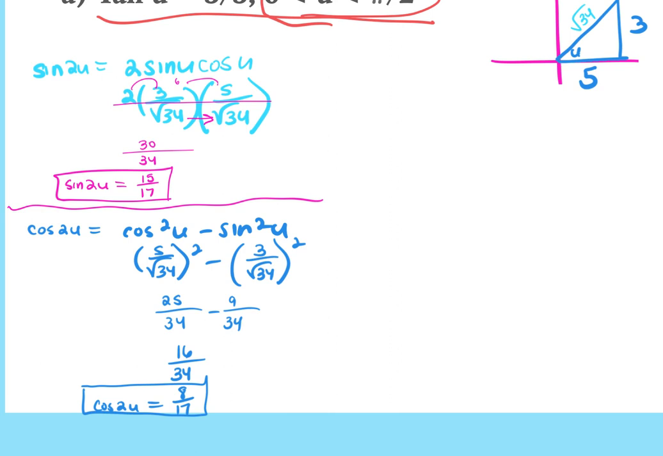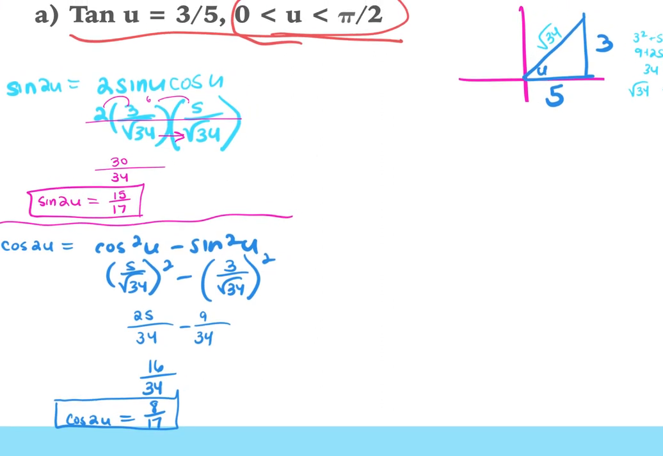With me so far? We're finding all of them. On the quiz, it will only give you one at a time, but for now, you've got to be prepared for any of them. All right, so now I'm going to find tan of 2u. And because I have sine and cosine already, I can actually put sine of 2u over cosine of 2u and find it that way. But your quiz is just going to ask you for one.